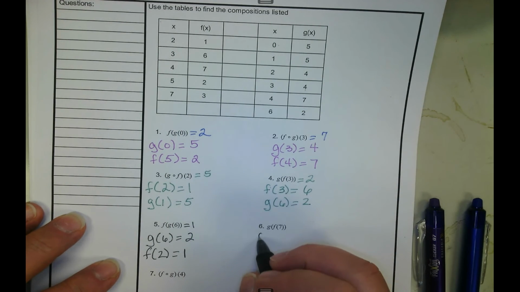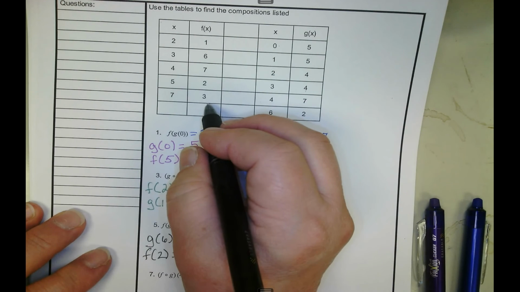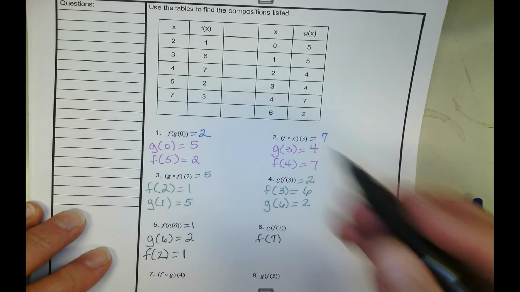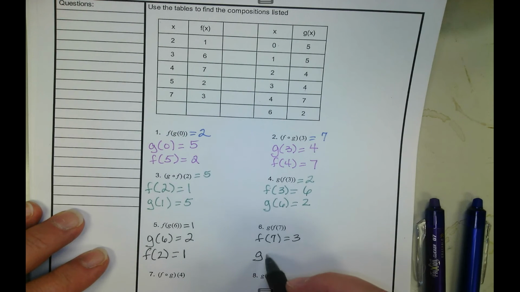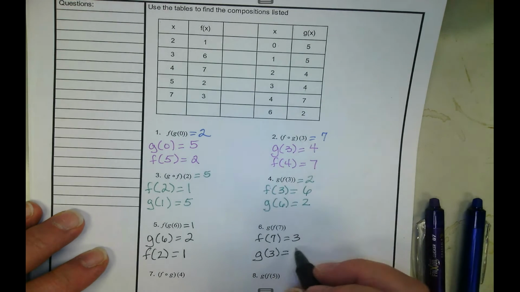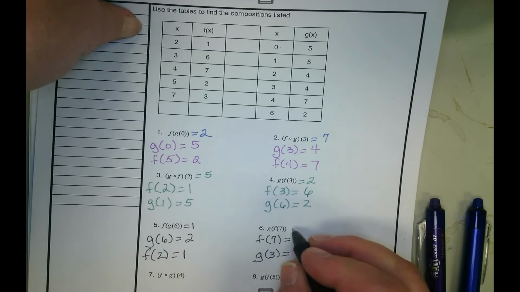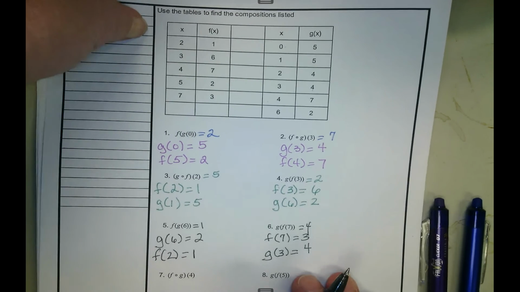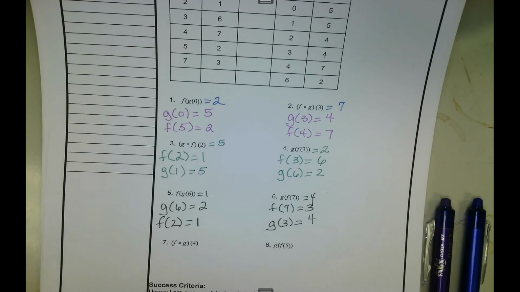This one we start with the table F and we evaluate it with 7. 7 goes to 3. Now we jump over to table G. Where does 3 go in table G? 3 goes to 4. So this is equal to 4. Okay, stop the video and see if you can do the last two on your own.